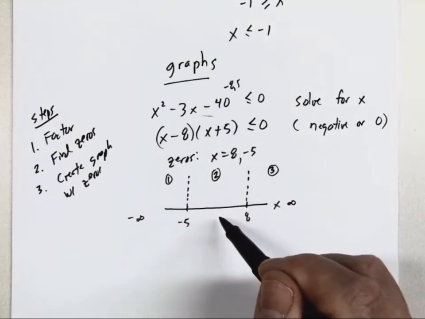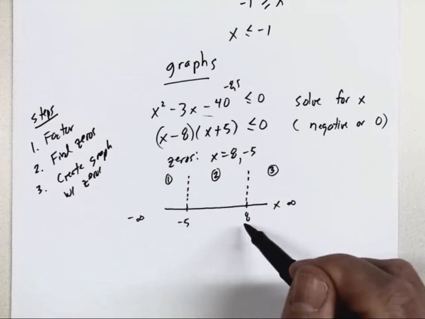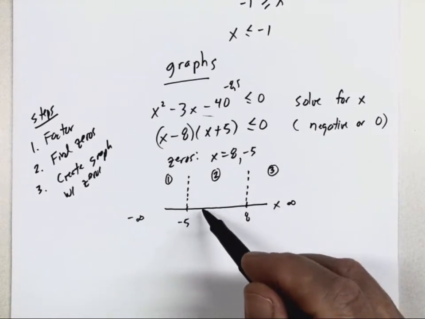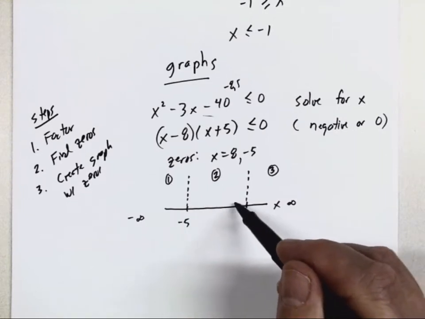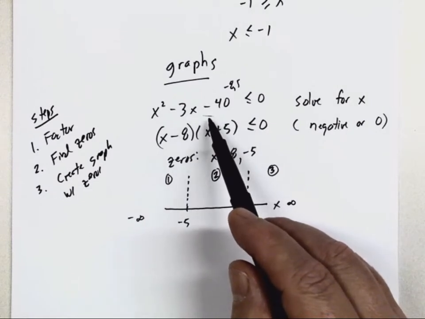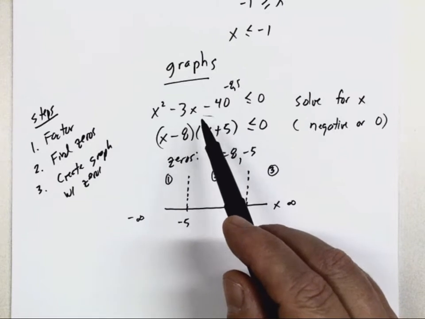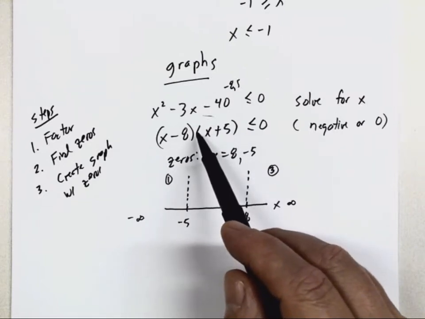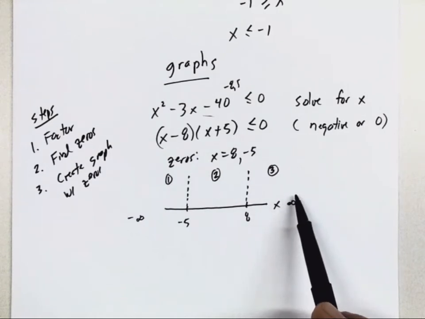And then if I go to region 2, that's when x is between negative 5 and 8. So if I choose negative 3, and I choose 0, and I choose 2, and I choose 7, all those values of x are in the second region. If I plug all of those values into my expression, it's going to always be positive or always negative. Once again, at this point, I don't know which it is, but it's going to all be the same. And that's the same thing in region 3.